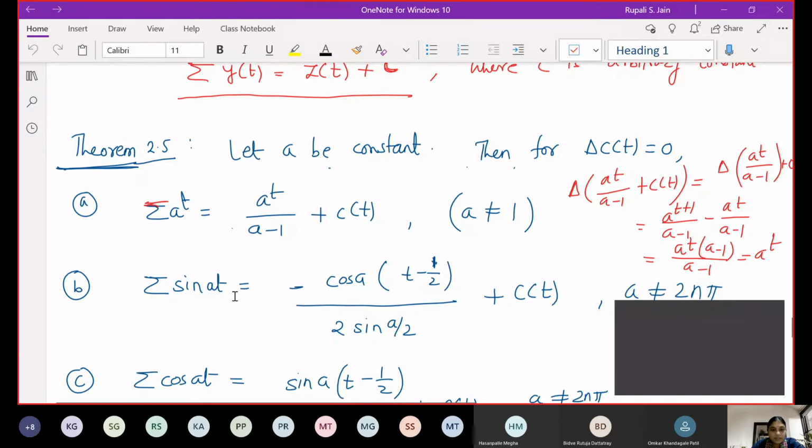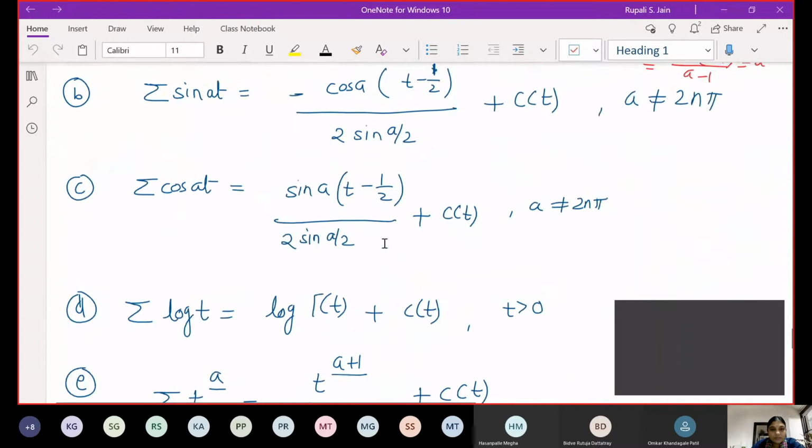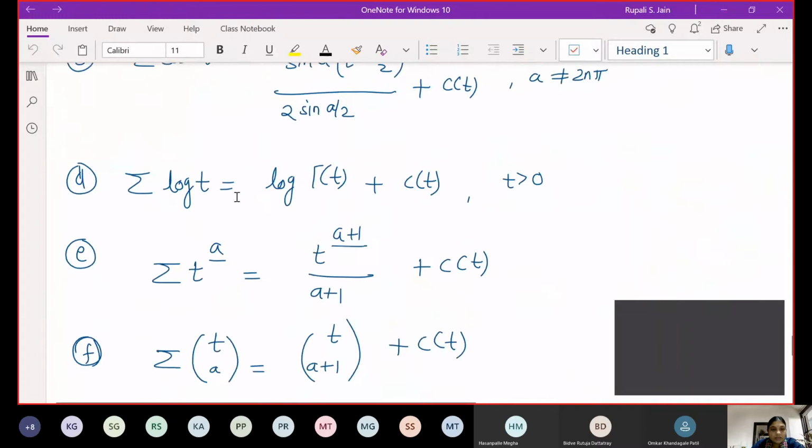Similarly, summation sin at will be this one, cos at will be this one, summation log at is log gamma t plus c of t. Summation t to the a falling is t to the a plus 1 falling divided by a plus 1. This also we will use many times, so remember this.